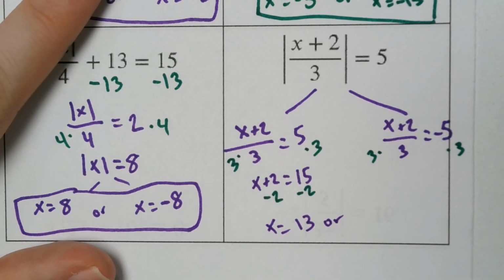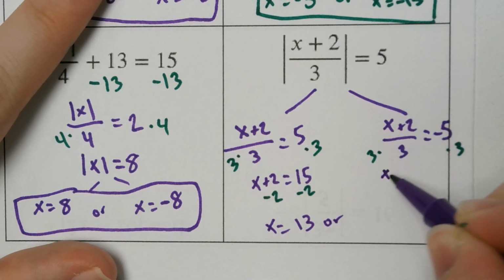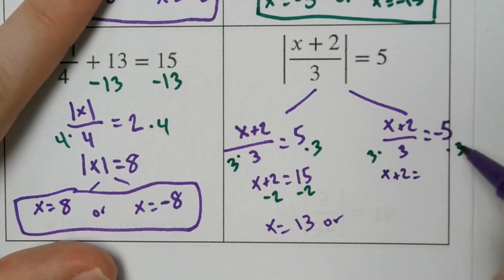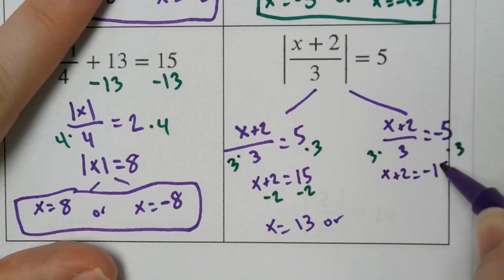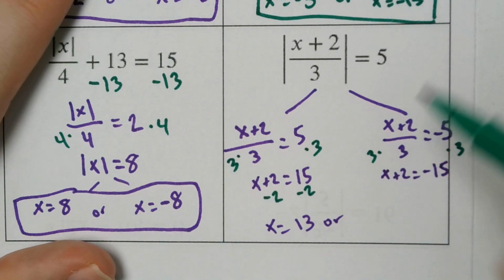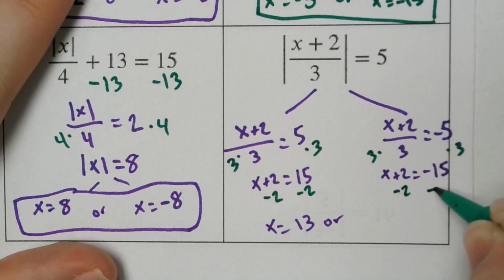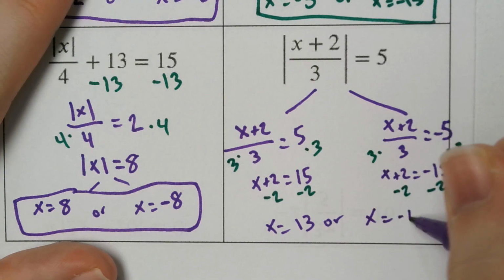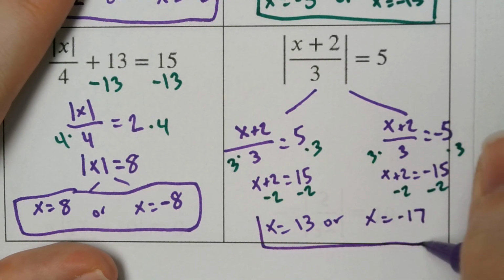Or on this other side, we multiply by 3 again. We get x plus 2 equals negative 5 times 3 is negative 15. And we got to get rid of that plus 2 by subtracting again. So we get x equals, what's negative 15 minus 2? Perfect.